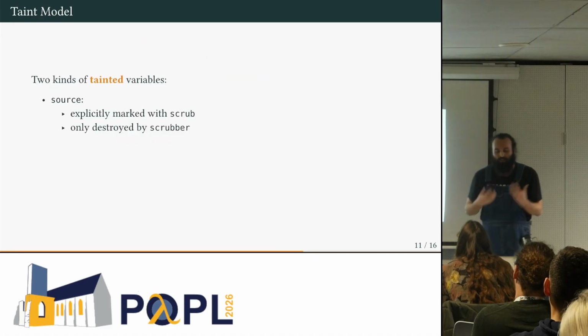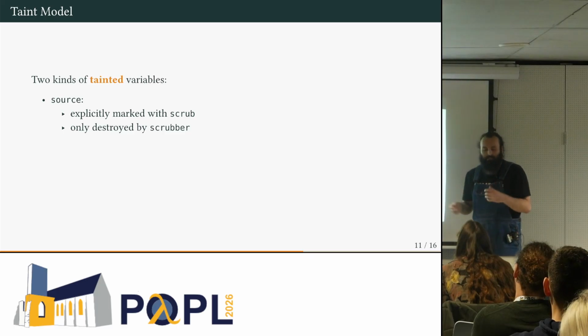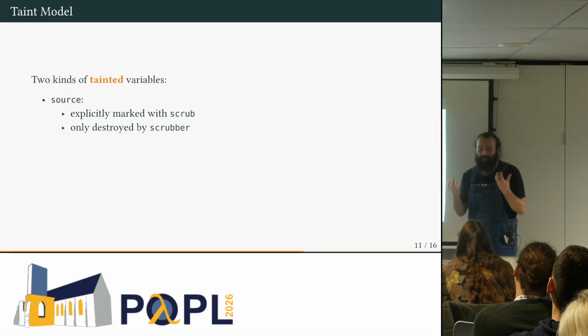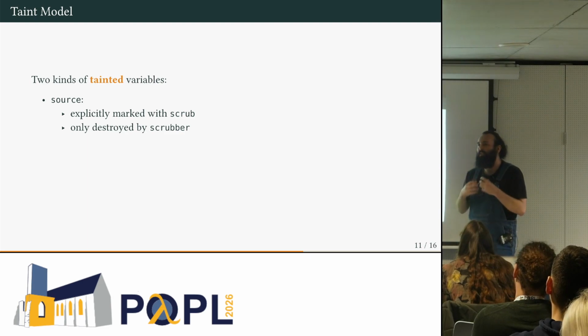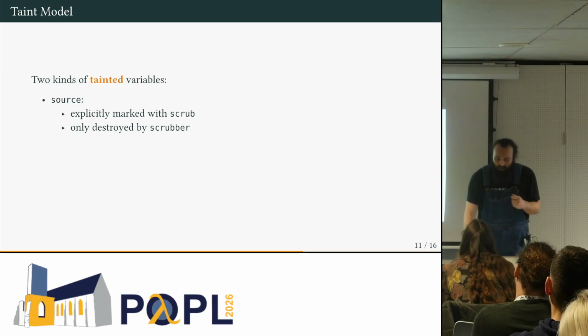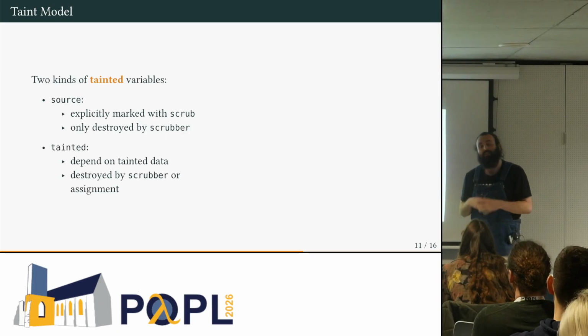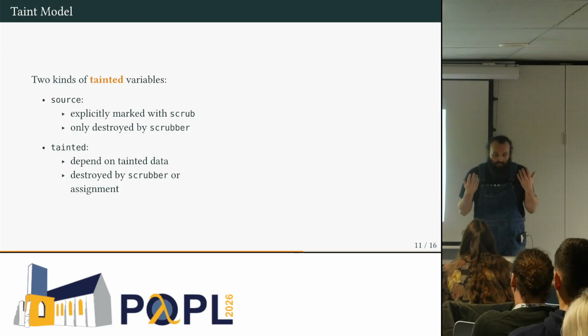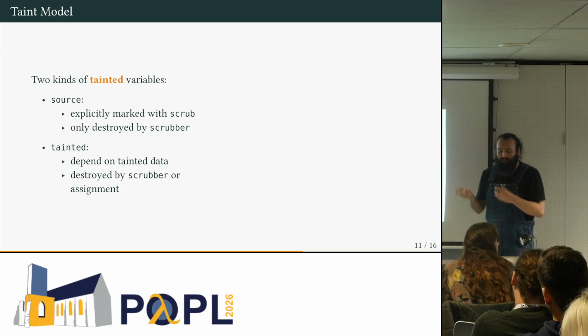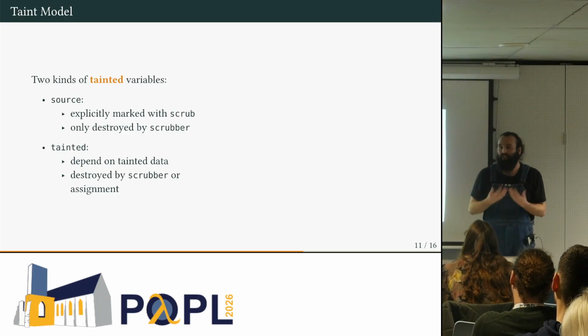So to be able to do that, we designed a taint model which is different from other tools, because we make the distinction between two kinds of secret variables, or tainted variables. On one hand, we have the source variables, which are the ones that are explicitly marked with the attribute scrub. Those variables can only be destroyed by a call to an effective zeroization function. And on the other hand, we have the tainted variables, which are all the variables that depend on tainted data.